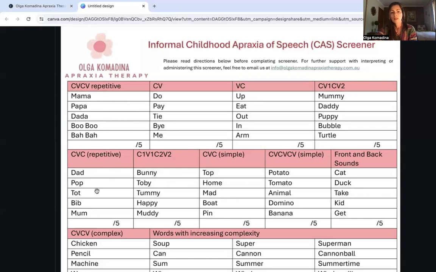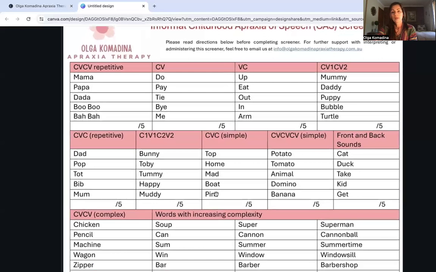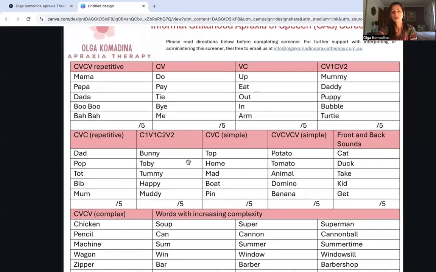Okay, so we stepped it up from CVCV repetitive to CVC simple now, right? Even that unlocks a lot of words when you get to this stage. Okay, so say we've got mastery now. They can do the whole top row plus these 3 columns.